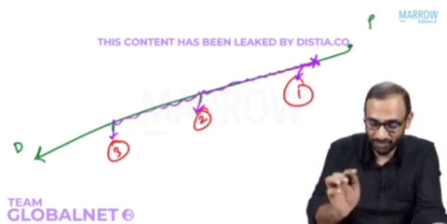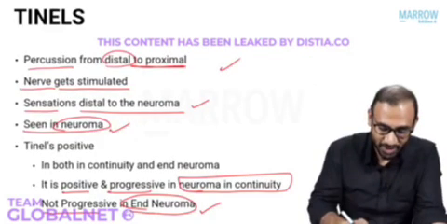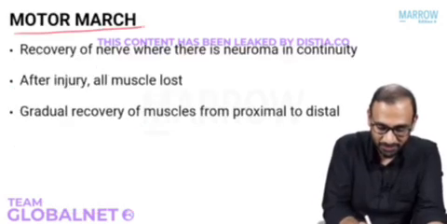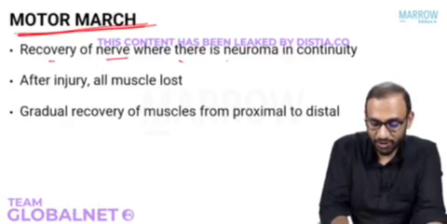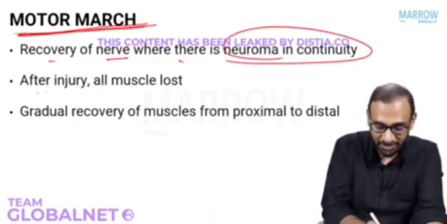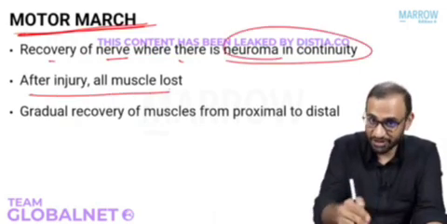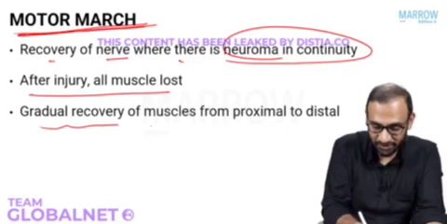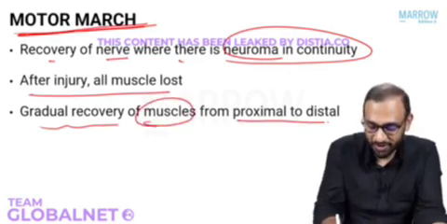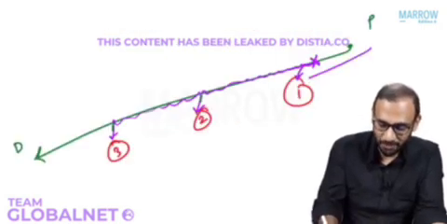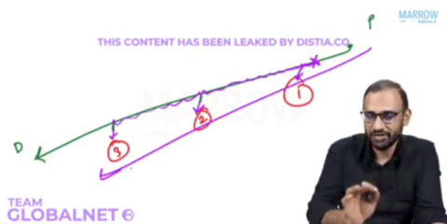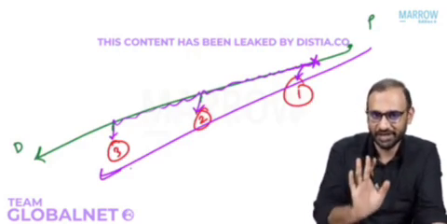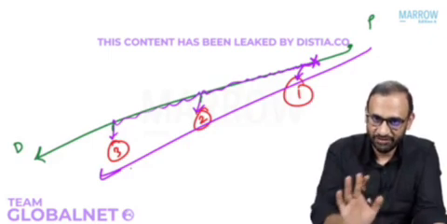Right? Yes. What is this known as, friends? This is known as motor march. So what is motor march? Recovery of nerve where there is a neuroma in continuity. After injury, all the muscles are lost. Function is lost. But there is a gradual recovery of muscles from proximal to distal. From proximal to distal. Right? So this will only be seen when you have a neuroma in continuity. Clear? So far so good. Have you understood this term?